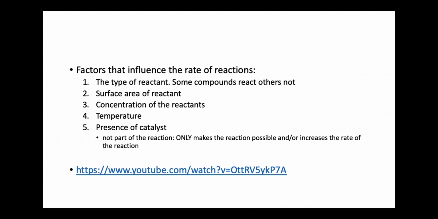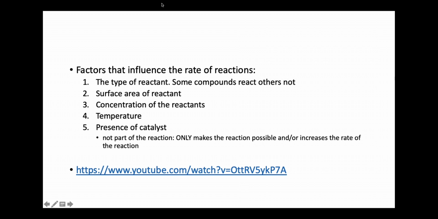First, type of reactant. Some will react, some will not. It's just a characteristic of the reactant. Surface area. A larger surface area means more possibilities for collisions, so for reactions. Concentration, number 3. More particles, so higher concentration, means more possibilities for collisions, more possibilities for reactions, increased rate of reaction.